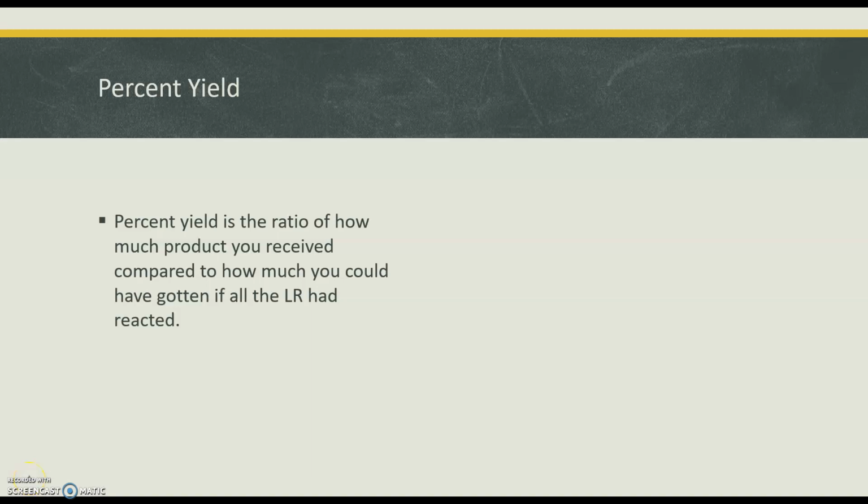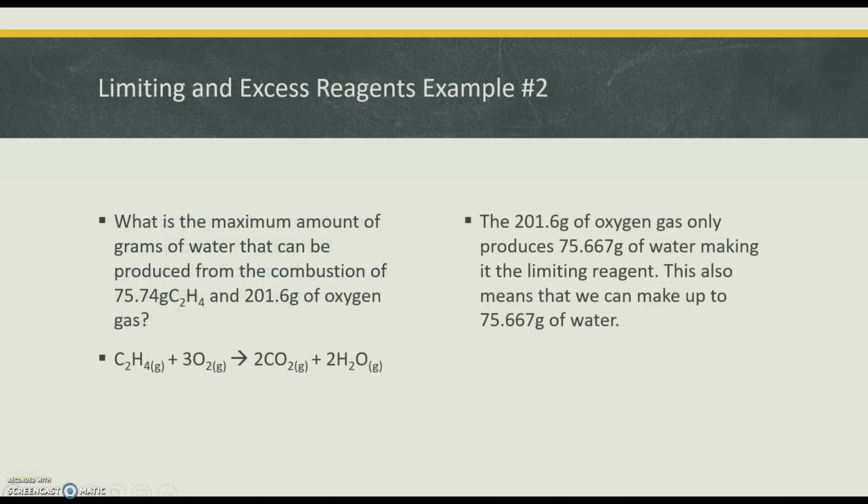Percent yield. This is kind of a continuation from the limiting reagents video. But percent yield in itself is a pretty simple, straightforward idea. It is a ratio of how much product you received compared to how much you could have gotten if all of your limiting reagent had reacted.